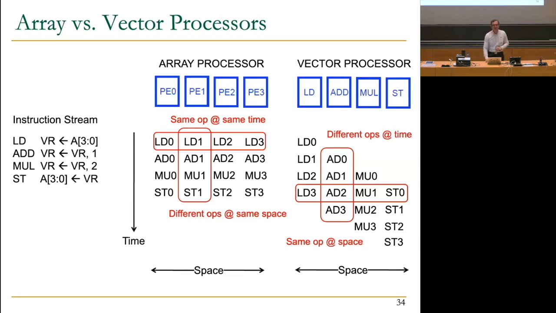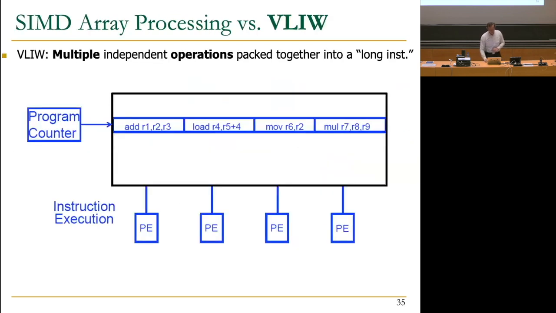Okay? So as we will see later on, we're going to combine these at the end of this lecture, and GPUs will combine both. Okay, so now let's contrast this to VLIW. Yesterday, I showed you this picture. We looked at VLIW. We had a single program counter that would fetch a long instruction word, right? Multiple independent operations are packed together into a long instruction. And these independent operations had nothing to do with each other, right?